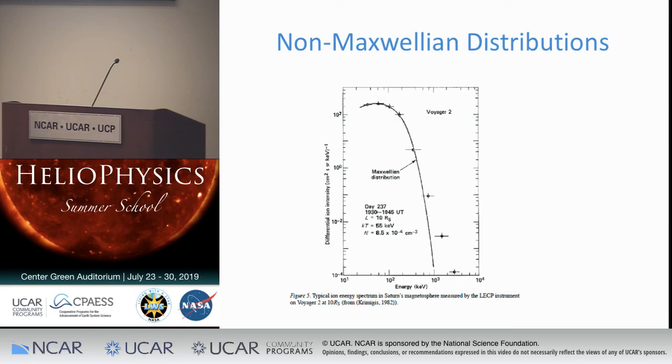Here, I took a paper from 1982 from Voyager 2. He was looking at a typical ion energy spectrum. The Maxwellian plot would be the solid line. And this is a distribution function that's clearly not Maxwellian. On an extended tail, many more particles than Maxwellian does.